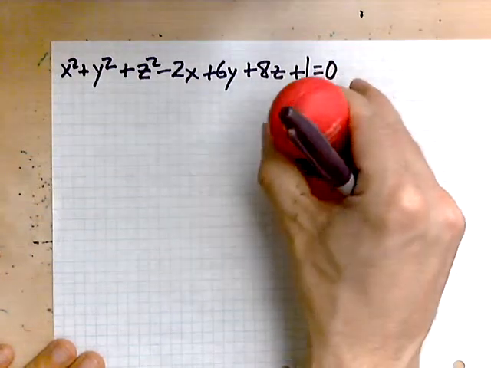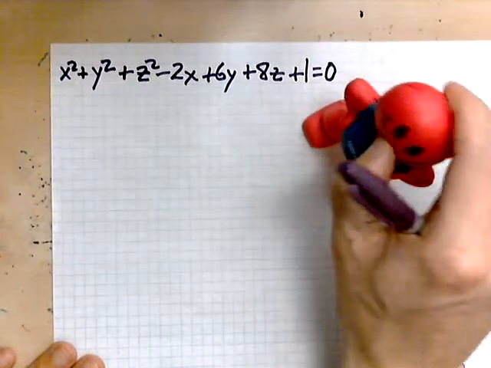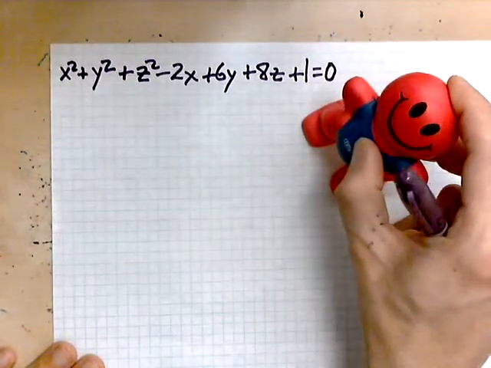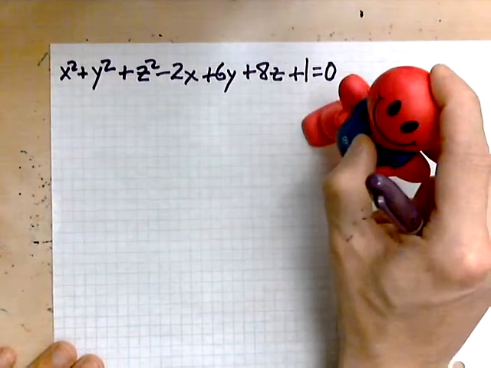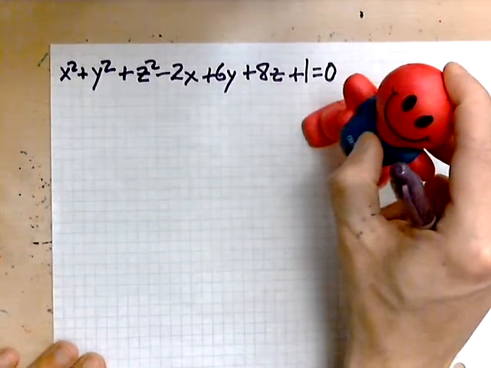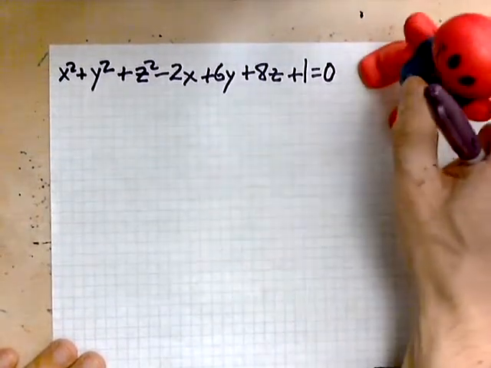Okay, now he's looking at this and he's like, okay, that looks a little scary at first. So what are we going to do to handle this? He knows, he's done it before. We're going to apply the technique of completing the square because this will show us the center and radius of the sphere. So we are going to complete the square. That is the technique.